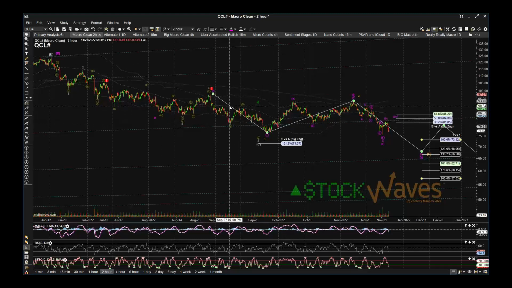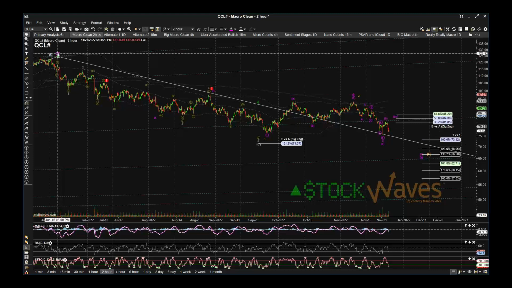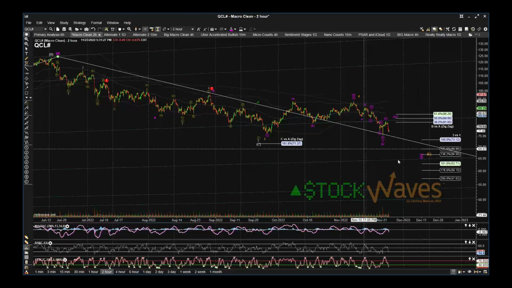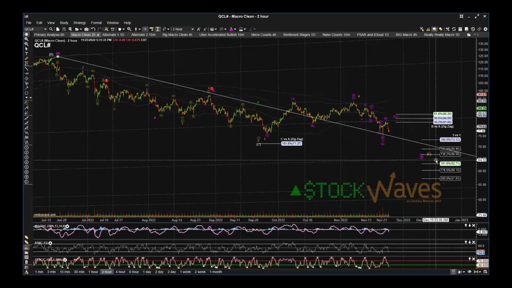because I really liked how it fit with what we were looking at in all of the XLE and XOP names in stock waves. And that was a bigger WXY, where this whole move down was just the A wave of a larger Y wave, in parentheses, of a larger consolidation. And so we have an A, we have a B structure, and then we're filling out an ending diagonal.